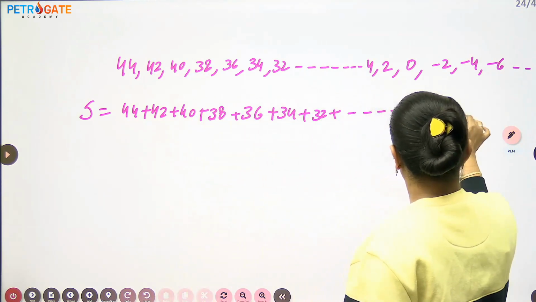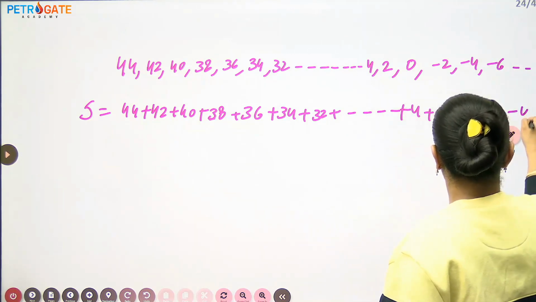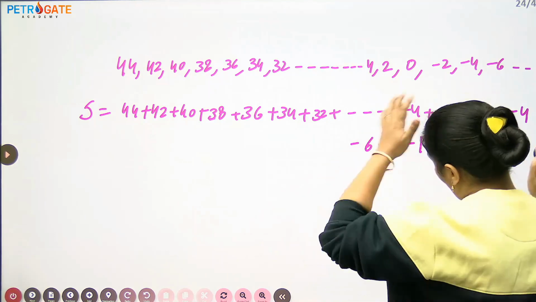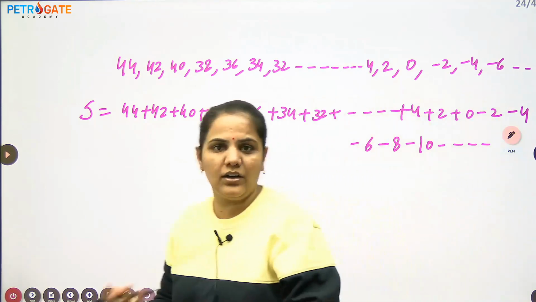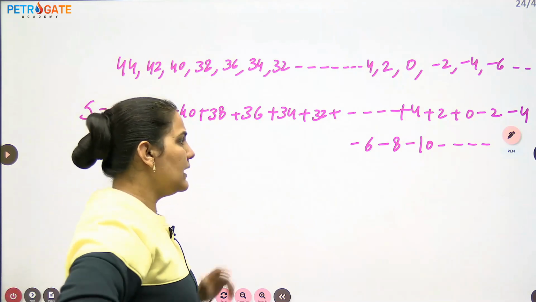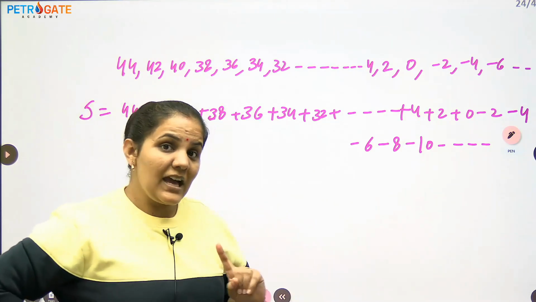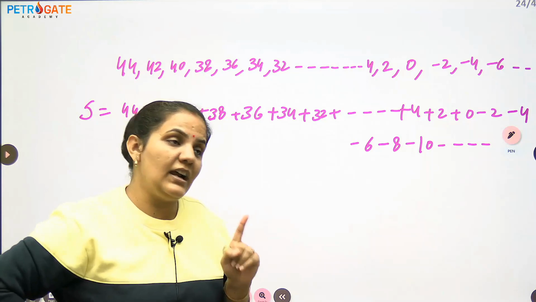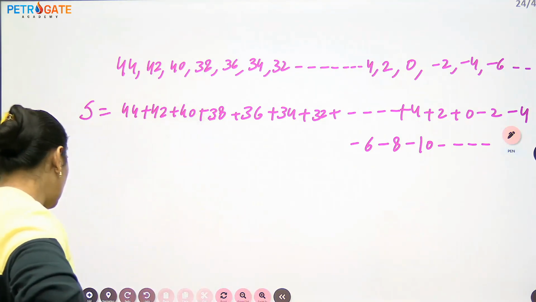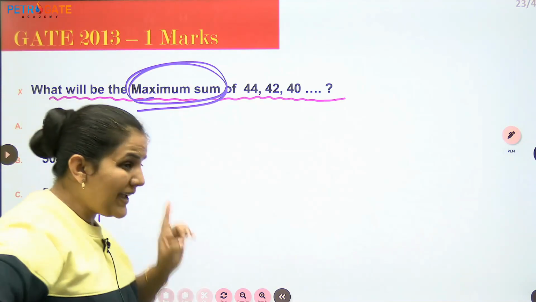Plus 4 plus 2 plus 0 minus 2 minus 4 minus 6 minus 8 minus 10 and so on. It will go on and on. All right, now what we have to do? We have to find the sum of this series. But we are not going to find just the sum, we have to find the maximum sum.